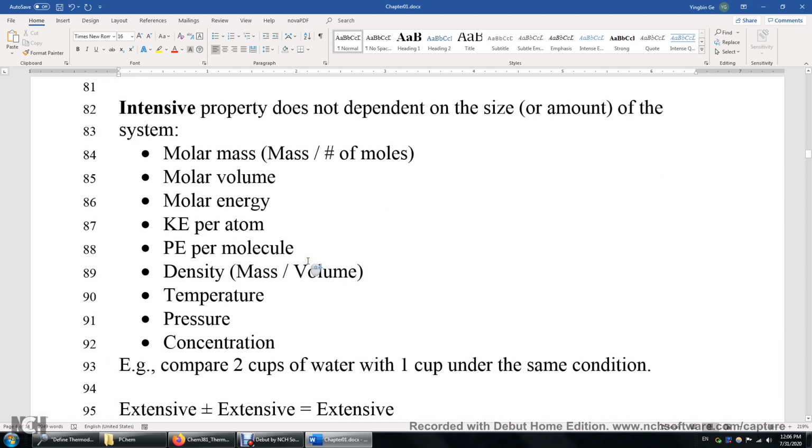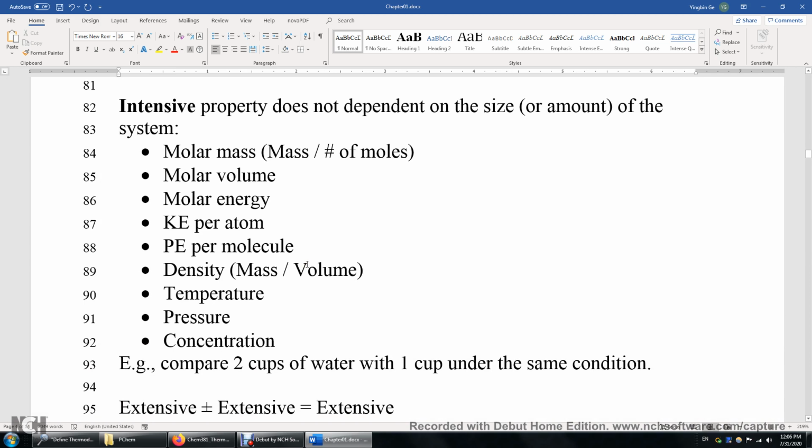Intensive properties do not depend on the size of the system. For example, molar mass. Water has a molar mass of 18 grams per mole. If you have 2 cups of water, it's 18 grams per mole. If you have 200 kilograms of water, the molar mass is again 18 grams per mole. If you have only 1 drop of water, the molar mass is the same, 18 grams per mole. Similarly, molar volume, molar energy, and kinetic energy per atom or per molecule are all intensive properties. They do not depend on the size of the system.